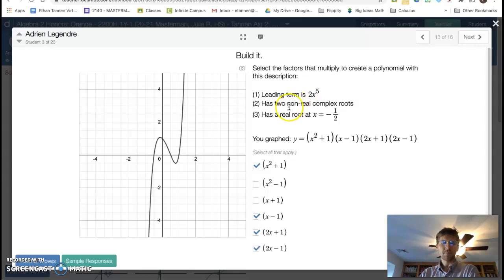Because look, we've got 1, 2, 3 real roots, so the other two have to be complex. Does she have one at -1/2? Sure does, because this is going by halves. I know that can confuse some people sometimes.